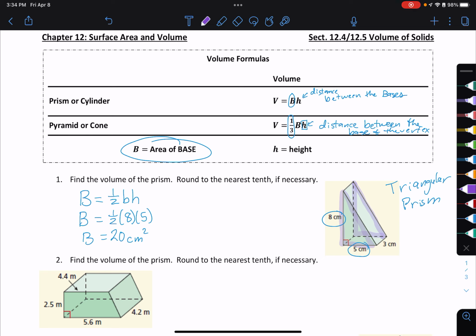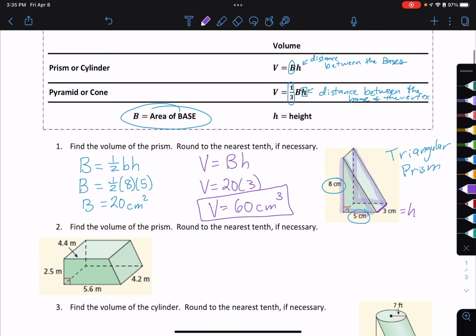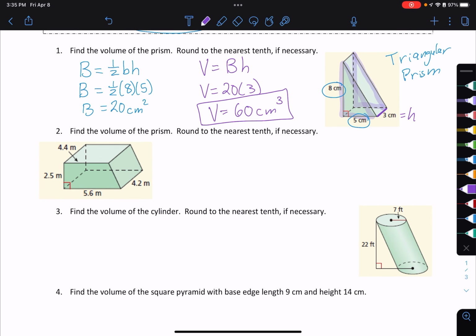The height of the prism is the distance between the two bases. So the height of our prism is 3. So volume equals the area of the base times the height, or 20 times 3. So our volume is going to be 60 centimeters cubed, because volume is a cubic measure. And that's it.